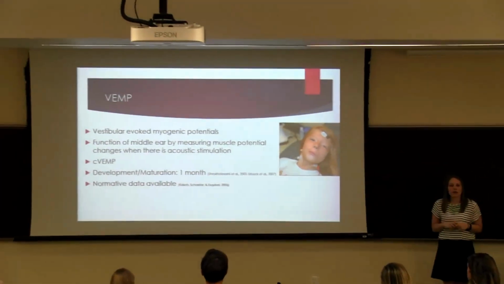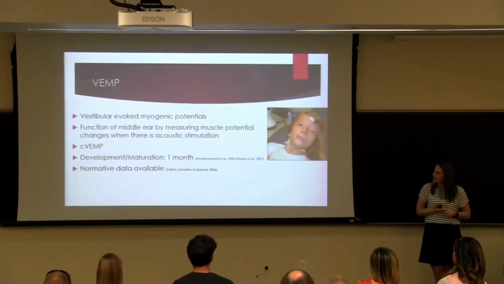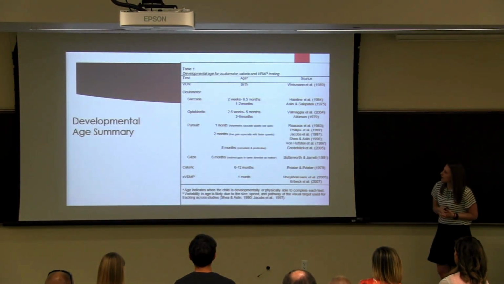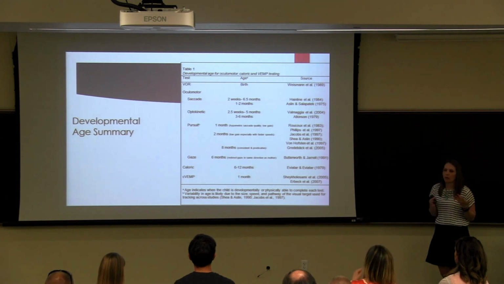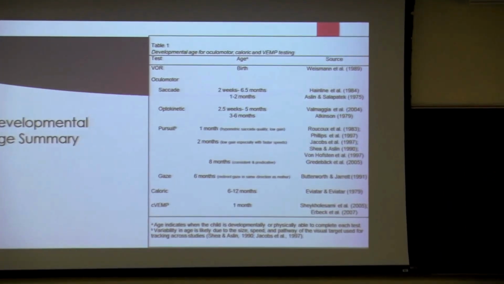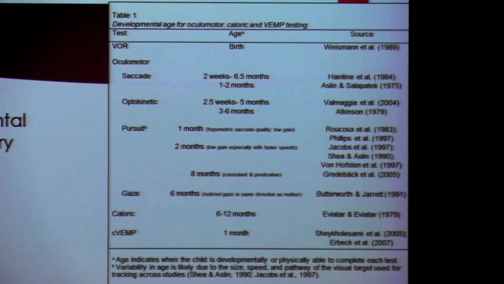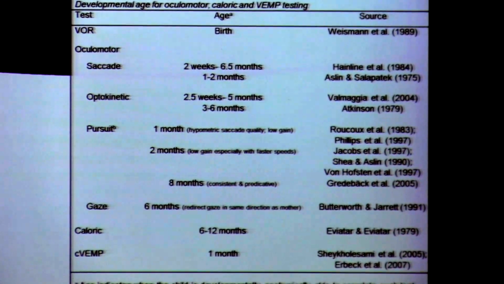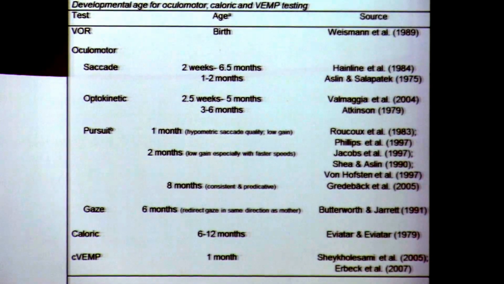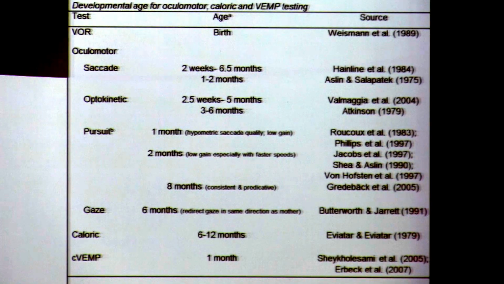And the patient is to contract this, and then we just look at muscle potential changes and their acoustic stimulation. Children as young as 1 month are able to do this test, and there is normative data available for 3 to 11-year-olds. So this table right here is just showing a summary of what I just talked about. Again, a lot of the tests did not have normative data. So until normative data is obtained, you'd have to compare it to adult normative data. But if you were to obtain normative data, you'd have to know when a subject can developmentally even do the test. And that's what this table is showing you.